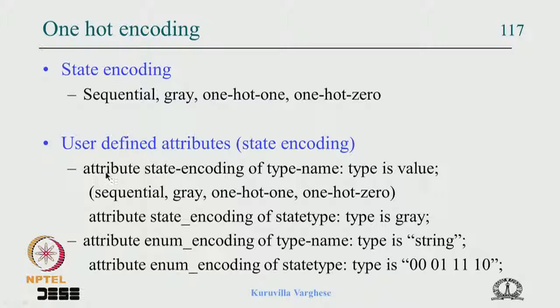Suppose you have defined an enumerated state type called state_type. You can say attribute state_encoding of state_type, type is gray or one-hot and things like that. Or you can even specify attribute enum_encoding of state_type, where you say S0 is this, S1 is this, S2 is this, S3 is this. You can literally specify the state encoding. Now this is vendor dependent, this is not a part of VHDL, this is a user defined attribute. So you have to refer to the vendor tool manual to see whether they support it.